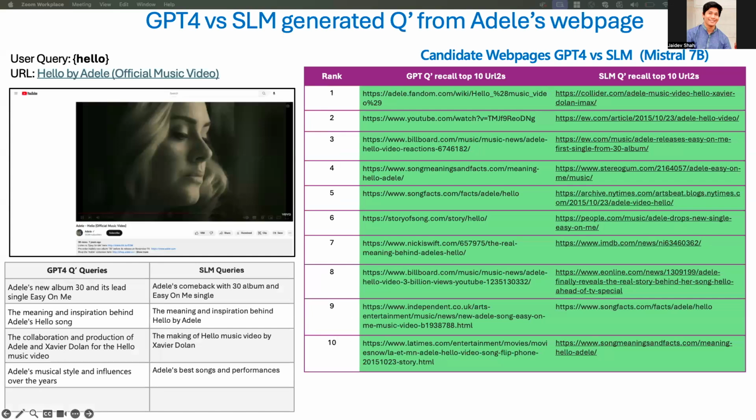Here are some examples of generated GPT-4 Q-prime queries and then the Mistral 7B Q-prime queries for a web page. In this case, the web page is Adele's YouTube video, Hello. For each of the Q-prime queries, we scrape Bing and we obtain candidate web pages, which we then deduplicate and re-rank and get the top 30. And so on the table on the right, you see the candidate recommendations that are generated through this offline process.